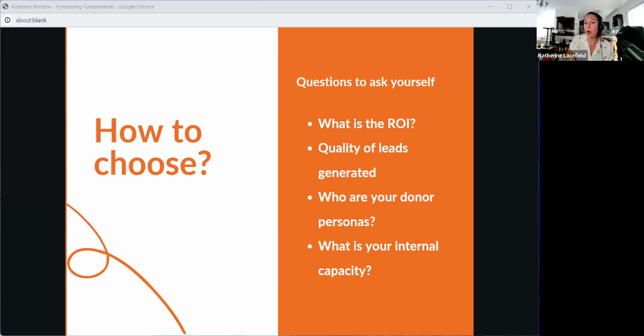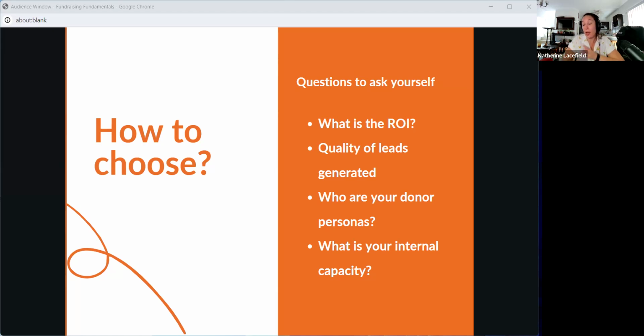Then you have to think about, who are your donors? What are your donor personas? We're going to talk a little bit about that later, but is it people like Gen Z who are all over TikTok, or is it more the older population? Is it for the arts? There are different causes that people from certain generations are more likely to support. So of course, you need to understand who your target audience is and who's more likely to give. That's going to affect what strategies you choose.